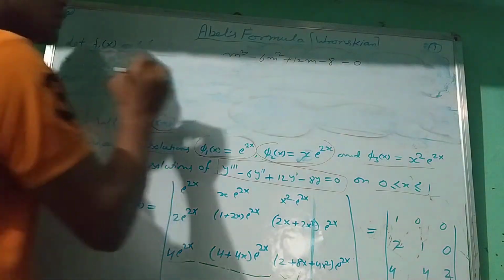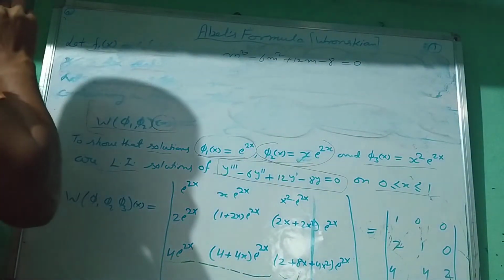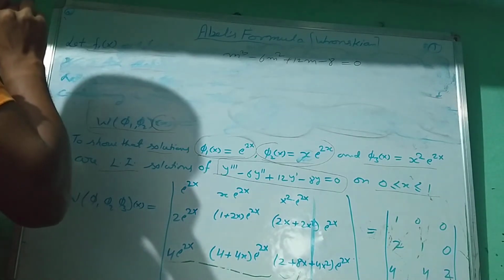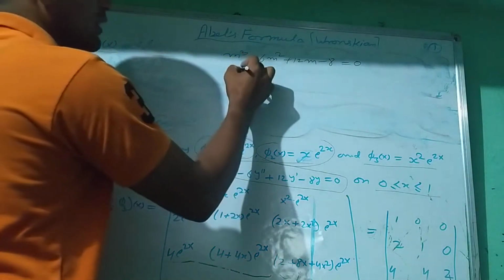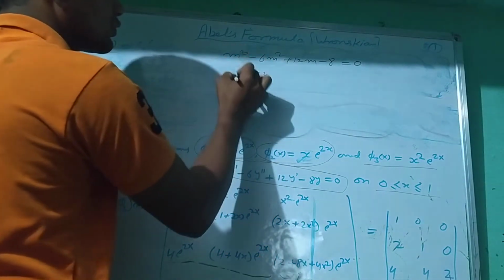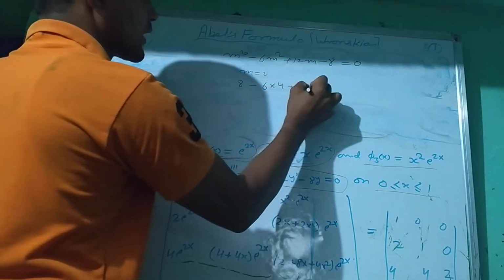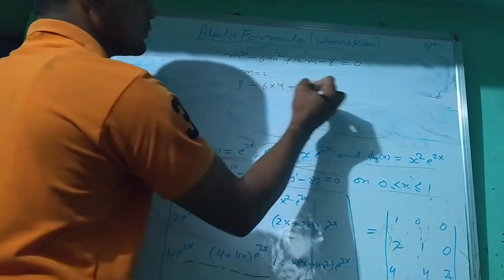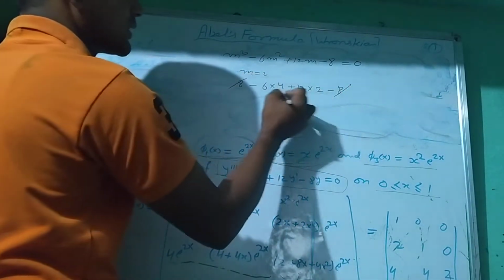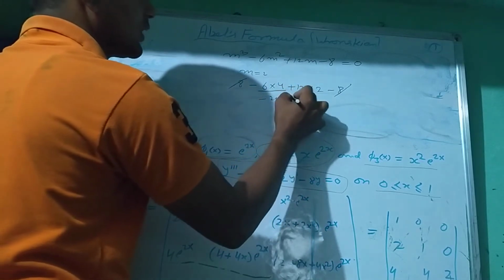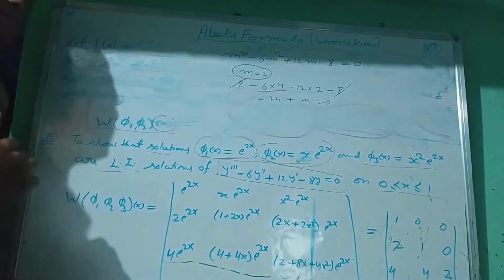Because m equal to 2 satisfies this differential equation. Substituting m equal to 2, this is 8 minus 6 into 4 plus 12 into 2 minus 8. Then we can cancel this out: minus 24 plus 24, this is equal to 0. It means m equal to 2 is a root of this equation.